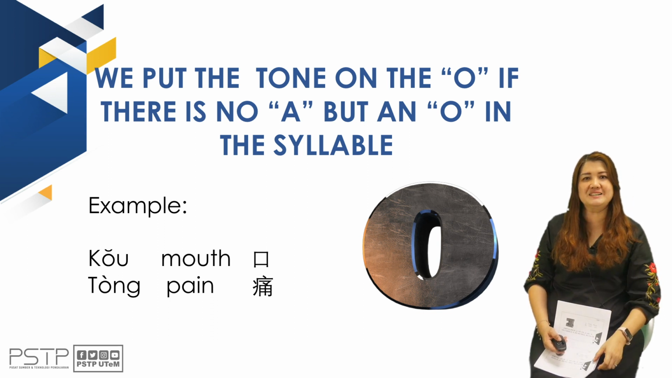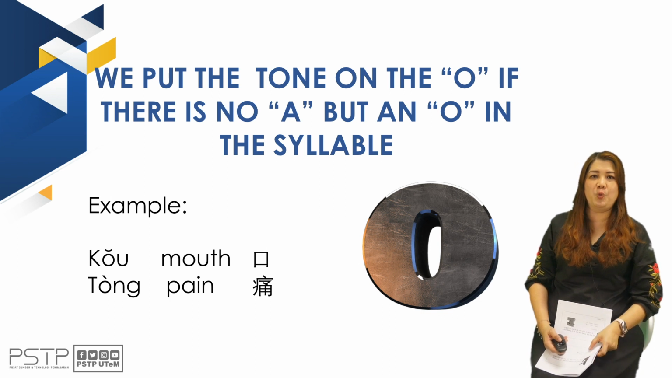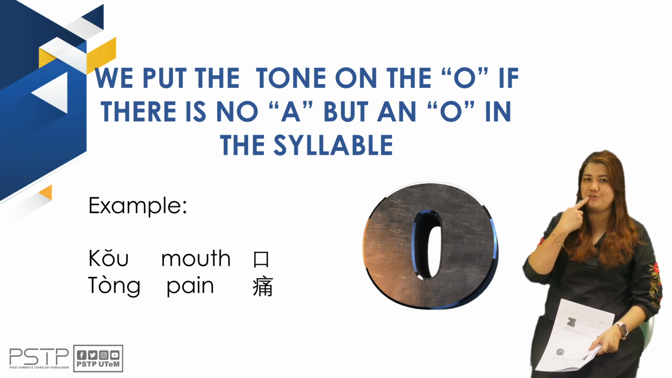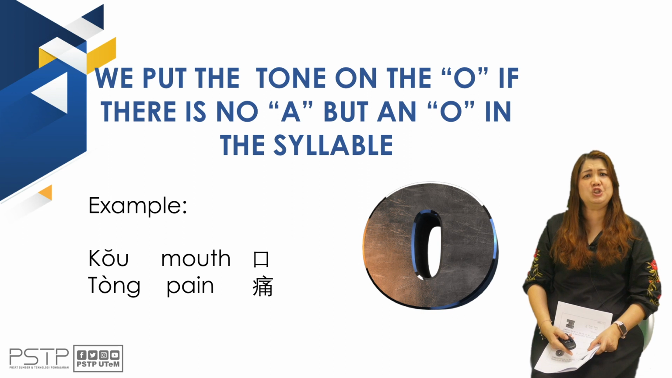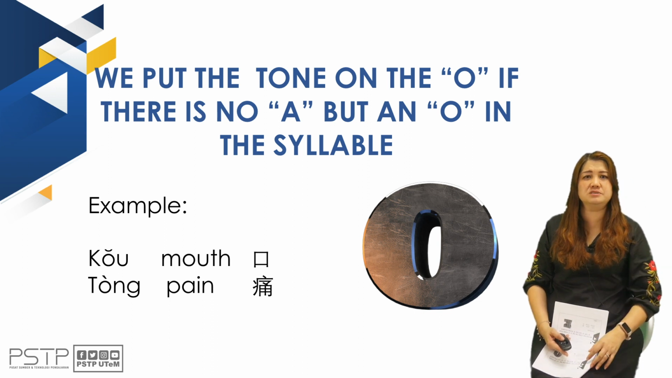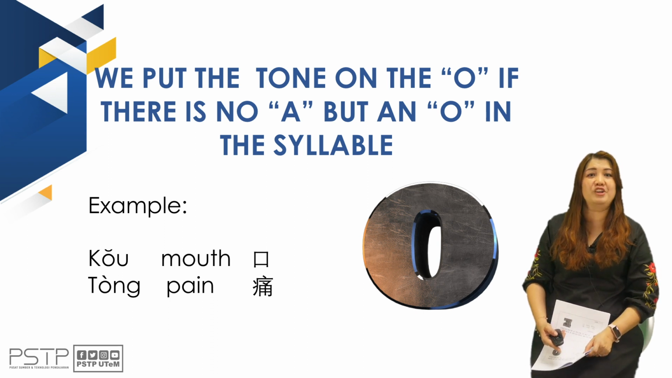For example, kǒu, mouth, and tóu, head, right? Because in these two syllables, we couldn't find the A sound. So our second choice is to put the tone on top of the O.